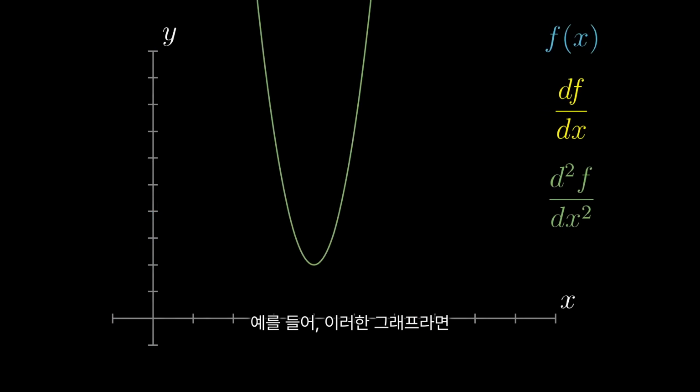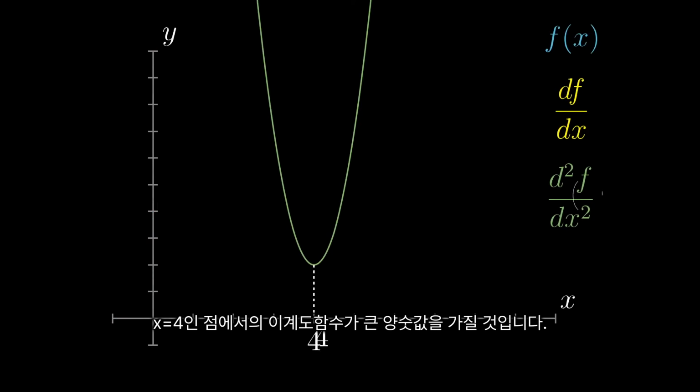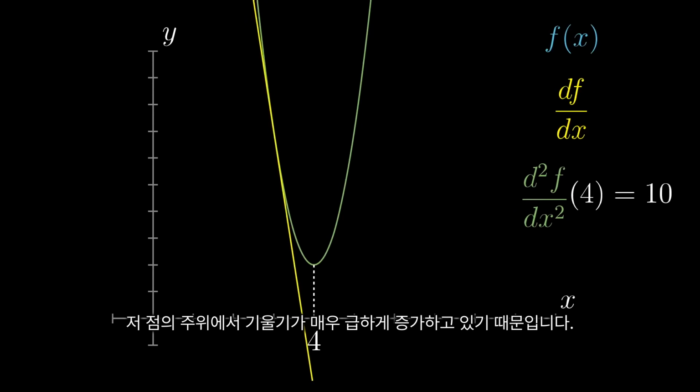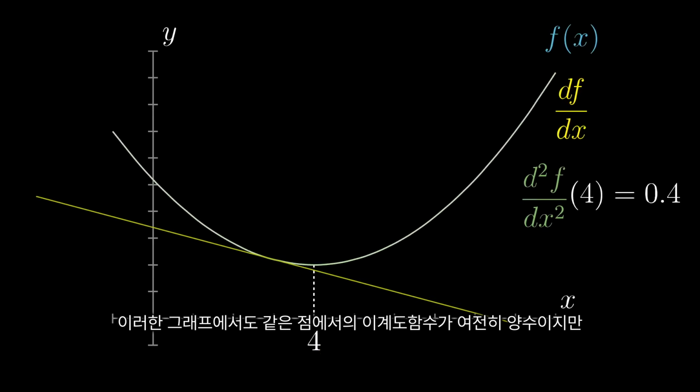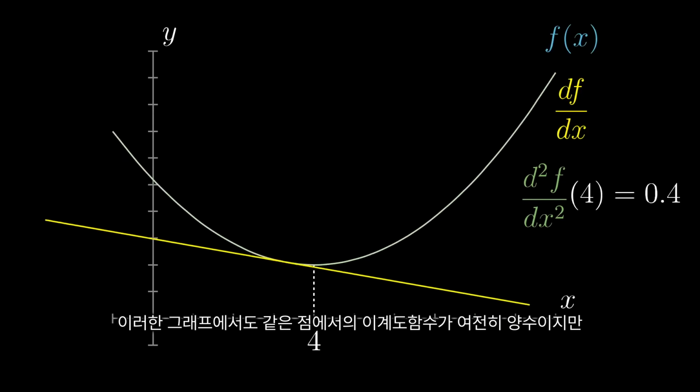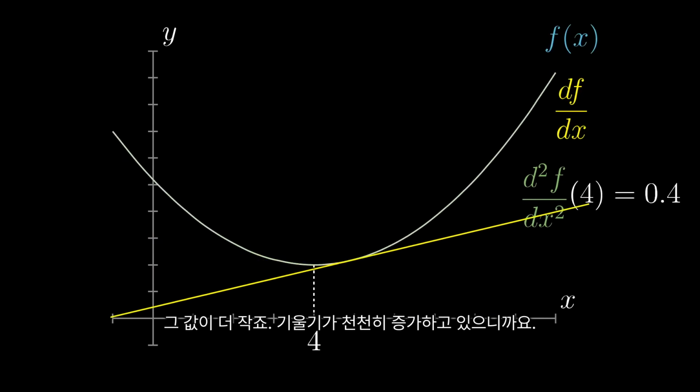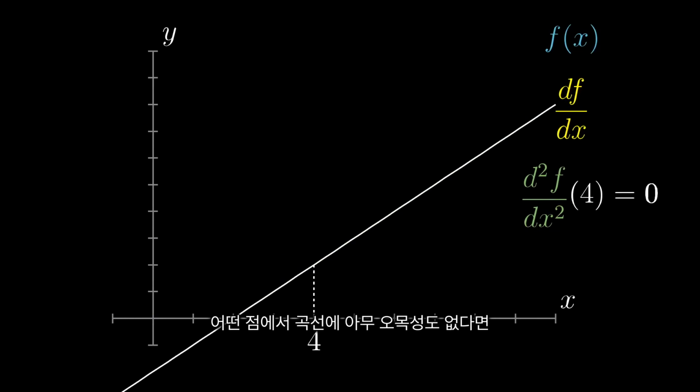For example, a graph like this one has a very positive second derivative at the point 4, since the slope is rapidly increasing around that point. Whereas a graph like this one still has a positive second derivative at the same point, but it's smaller. I mean, the slope only increases slowly. At points where there's not really any curvature, the second derivative is just 0.